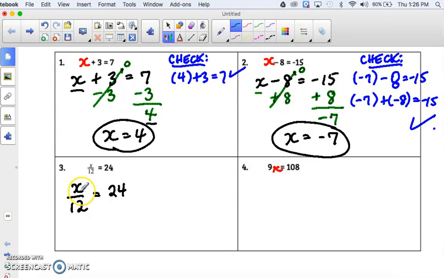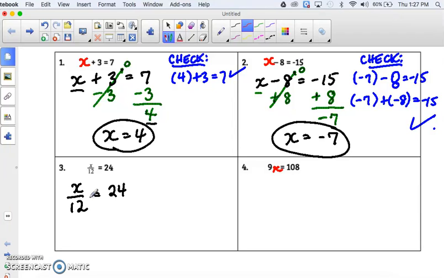Now this time you have x divided by 12. Think about what is the opposite or inverse operation of division. You know that it is multiplication. And so this is where you think about PEMDAS, where multiplication and division are considered the same level of operation, mainly because they are inverse operations.